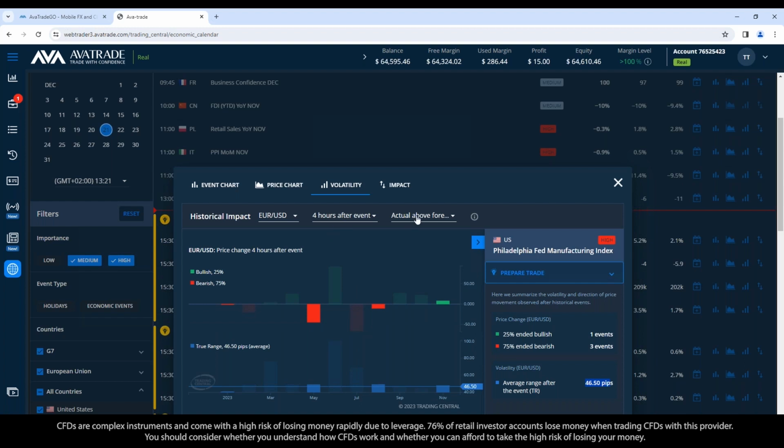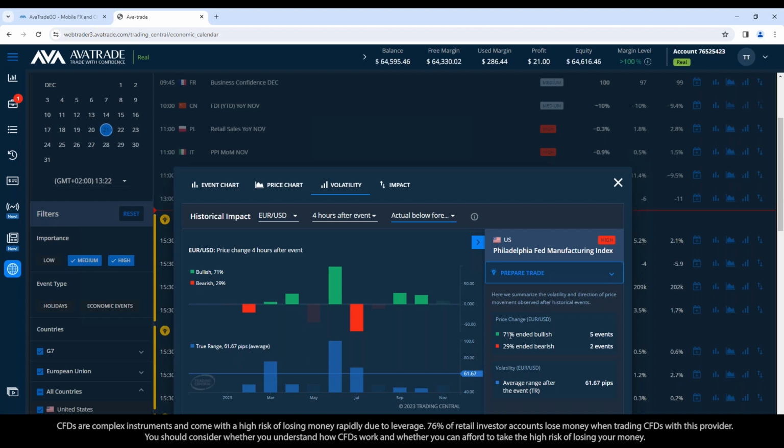What if it comes in below forecast, meaning worse than expected news for manufacturing data out of the US? It's the flip opposite, right? 71% of the time then, it went up. The euro went up against the USD, meaning the US dollar weakened if the data came in worse than expected.